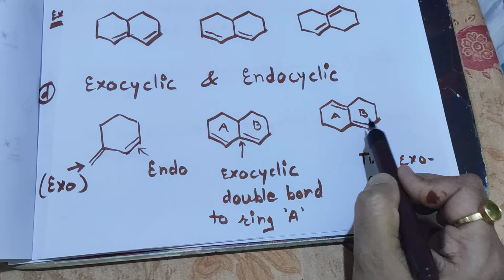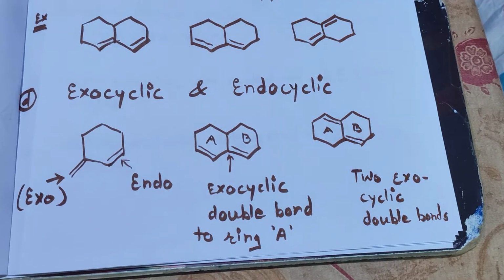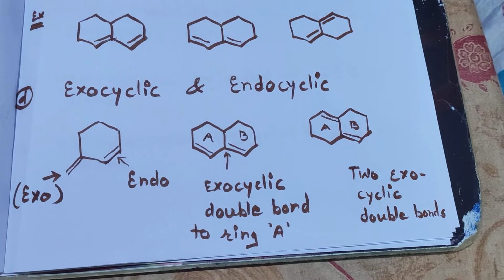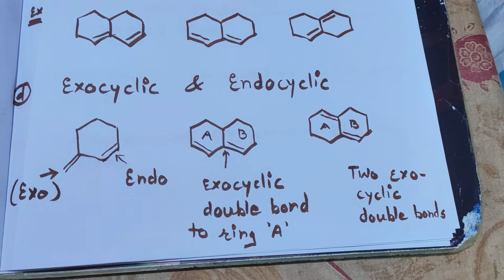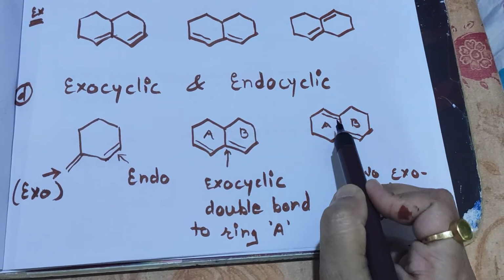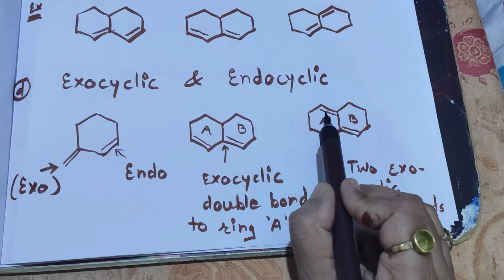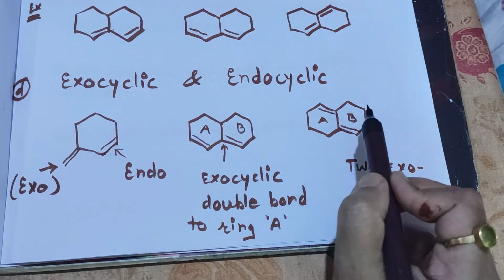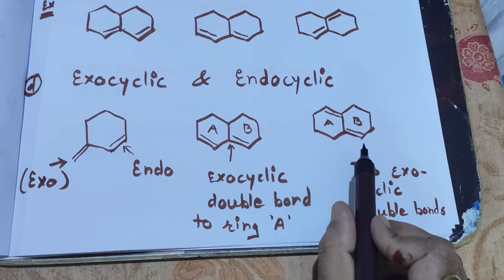In this case, these are heteroannular double bonds. But if we are talking about exocyclic double bonds, then the double bond present in ring B is exocyclic to ring A, while the double bond present in ring A is exocyclic to ring B. So two exocyclic double bonds are there.